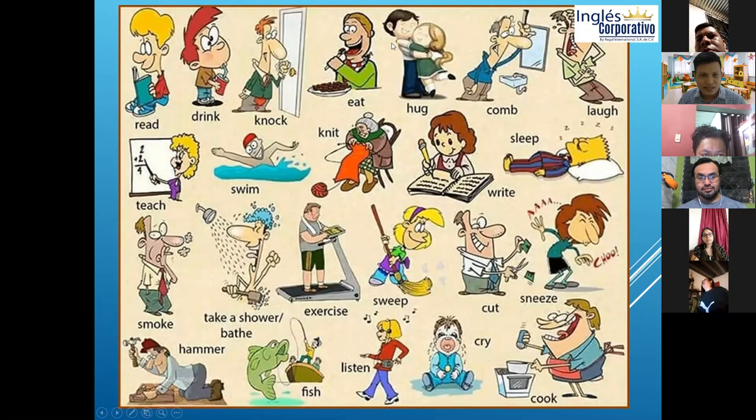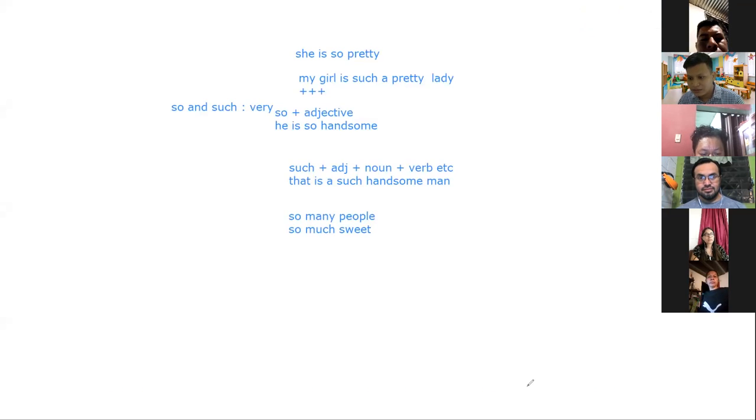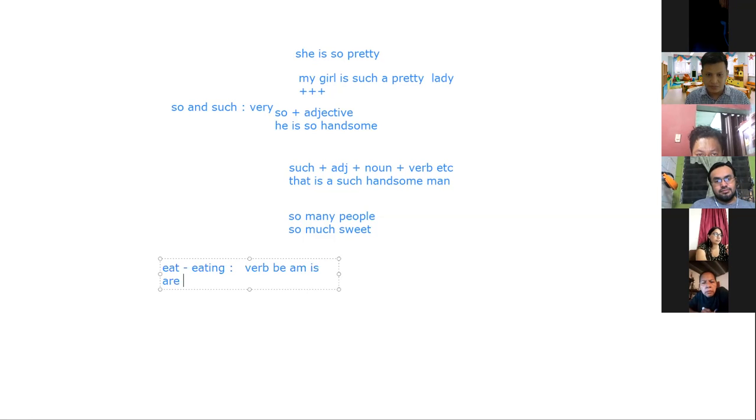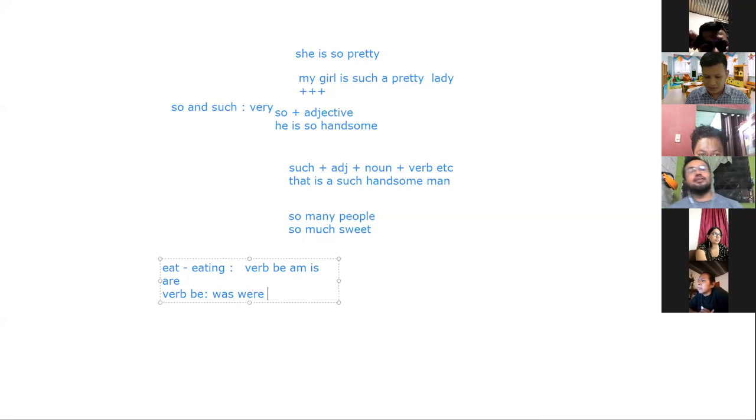Entonces, para que se formule esto, okay, I'm gonna share the board, right? Vamos a compartir acá la pizarra, así que I hope everybody can see this. Vamos a ver los progresivos. For example, we're gonna take an example of this verb: eat. En progresivo sería eating, right? Ustedes, si es en presente, tienen que utilizar el verbo to be. Verb be in the present, que es am, is, y are, por obligación. Si es en pasado, van a utilizar el verb be en el pasado: was or were. For example, let's see.